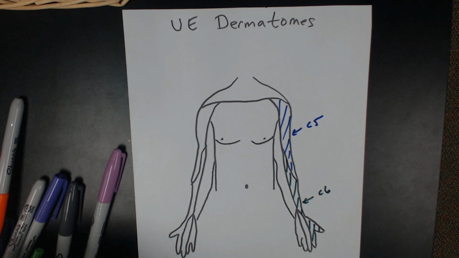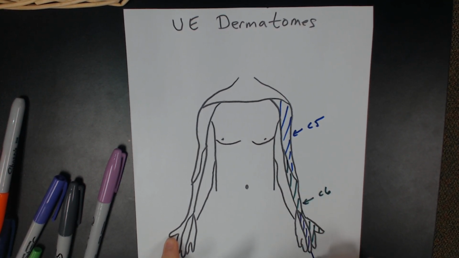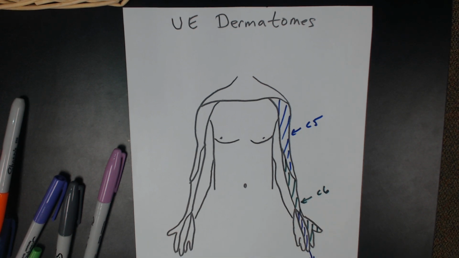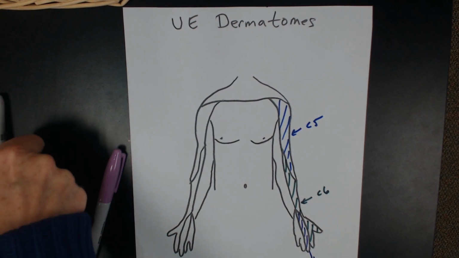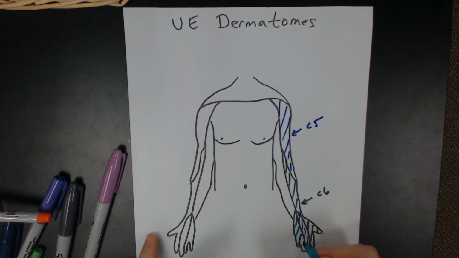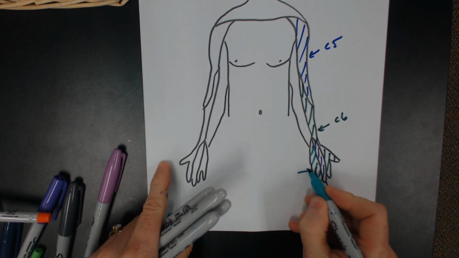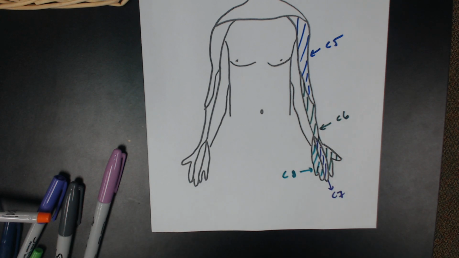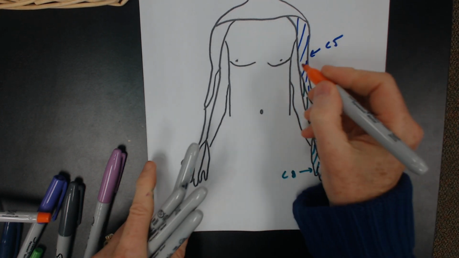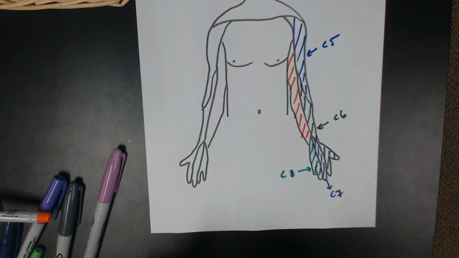Okay, let's make C7. It's going to be here. Okay, let's make C8. That's C8. And the last one's going to be T1. It's going to be T1. And these are the same bilaterally. I'm just choosing to color in one side.